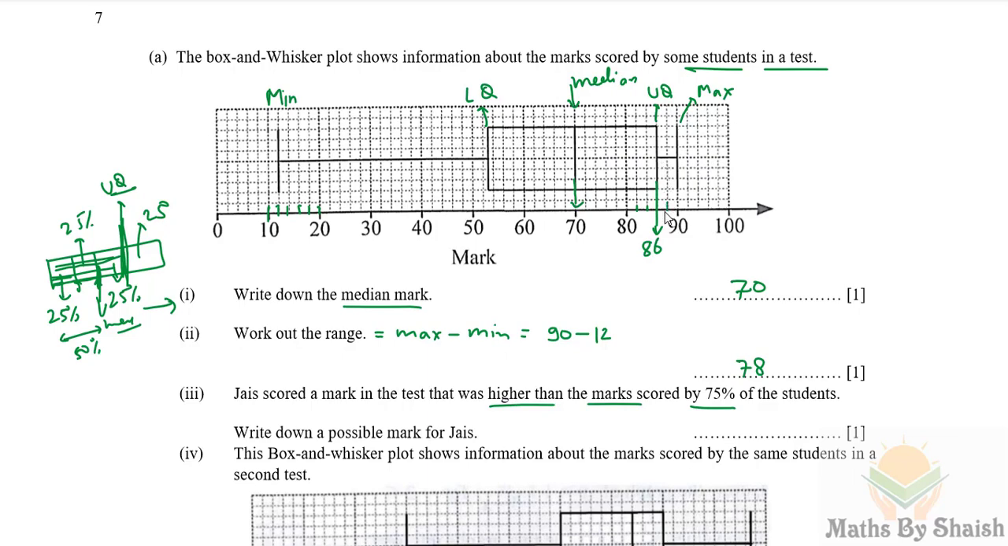So we can take it as either 88 or let's say 87. I'll write 87. That's why the question is write down a possible mark for Jazz. So it is 87. I hope it is clear.